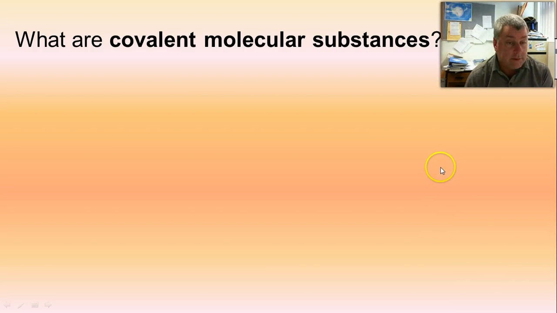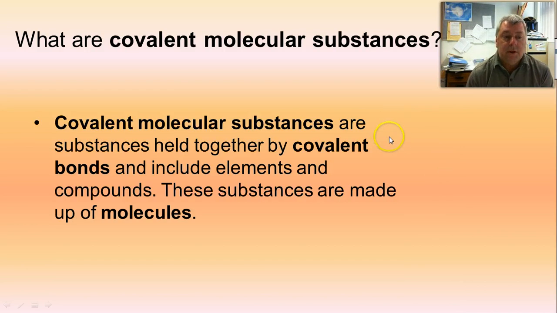Covalent molecular substances are substances held together by covalent bonds, so those sharing of pairs of electrons, and they include elements and compounds. Elements are things out of the periodic table. The example we used before was chlorine gas, Cl2, or compounds. Now, compounds are when they're made up of more than one element from the periodic table, and we use the example of methane, CH4. But we could also use something like water, H2O.